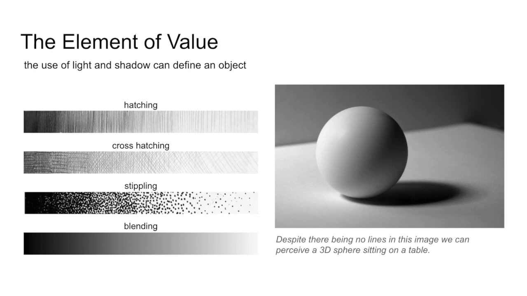In the picture on the right, you can see a sphere. There are no obvious lines in this image, but we can make out the shape and form of it because of the shading and values that we can see in it.